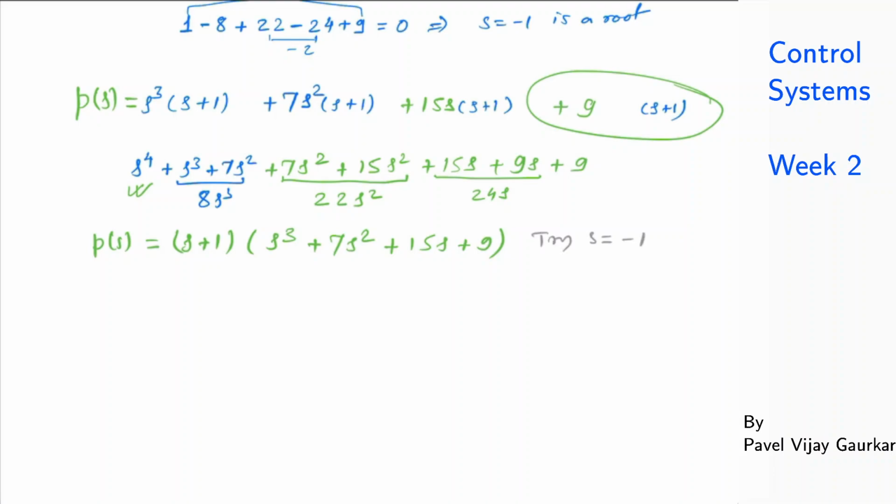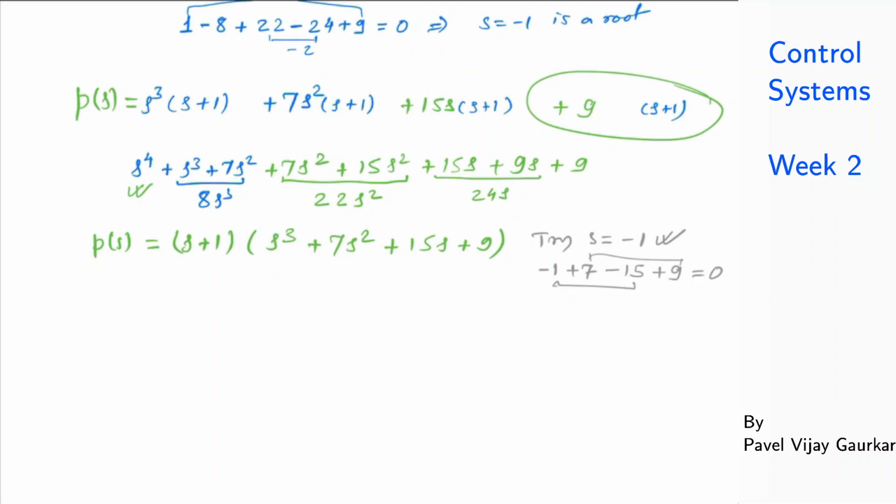Let's see what happens. So here s cube will become minus 1, plus 7. s square is positive. Then s is negative, so minus 15, and plus 9. So minus 15 and minus 1 is minus 16, and 7 and 9 are plus 16. So this would also end up being 0, that means s plus 1 would work again.